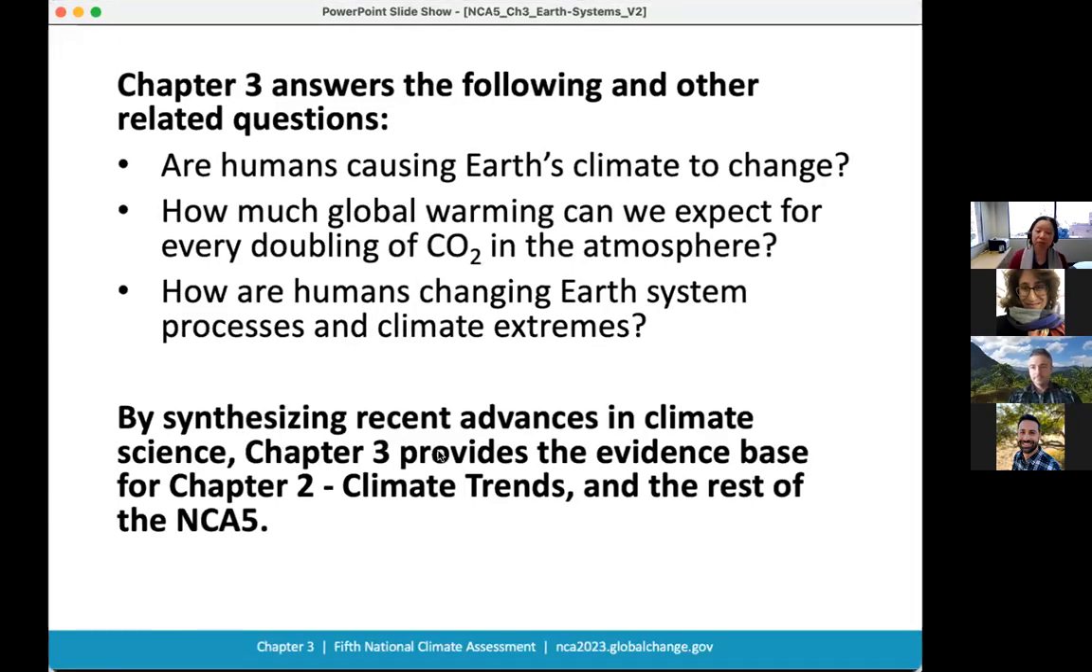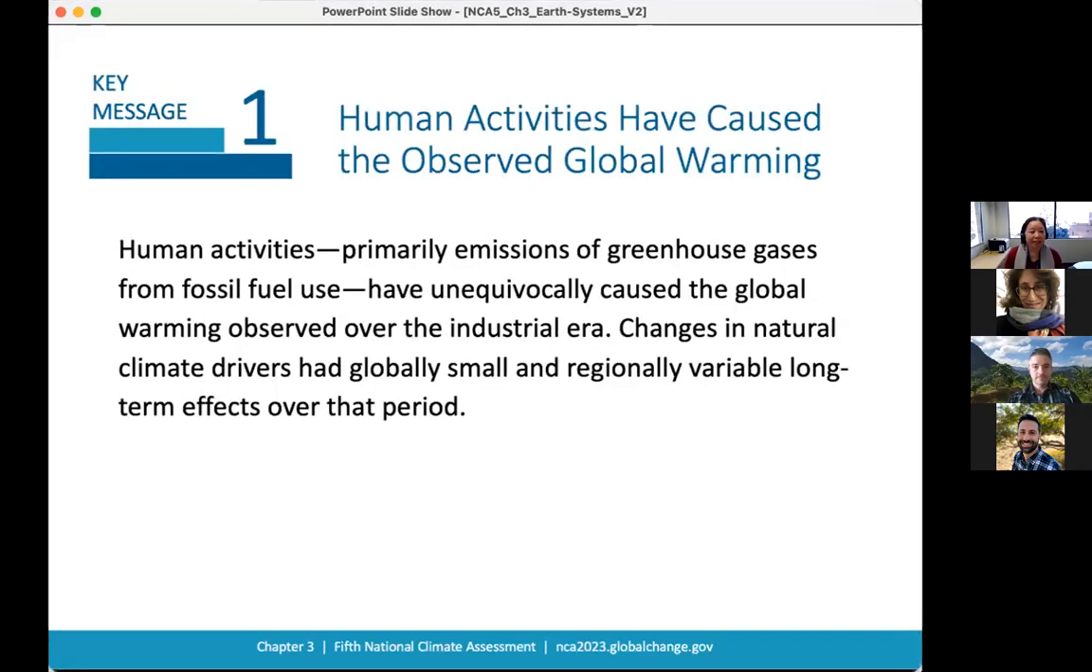So chapter 3 provides the evidence base for chapter 2, which focuses on climate trends. And we also provide the evidence base for other chapters, the rest of the NCA5, which include topical areas as well as regional chapters. So with that, we are going to dive into each of the 5 key messages and provide a little bit more context and information. So the first key message over here.